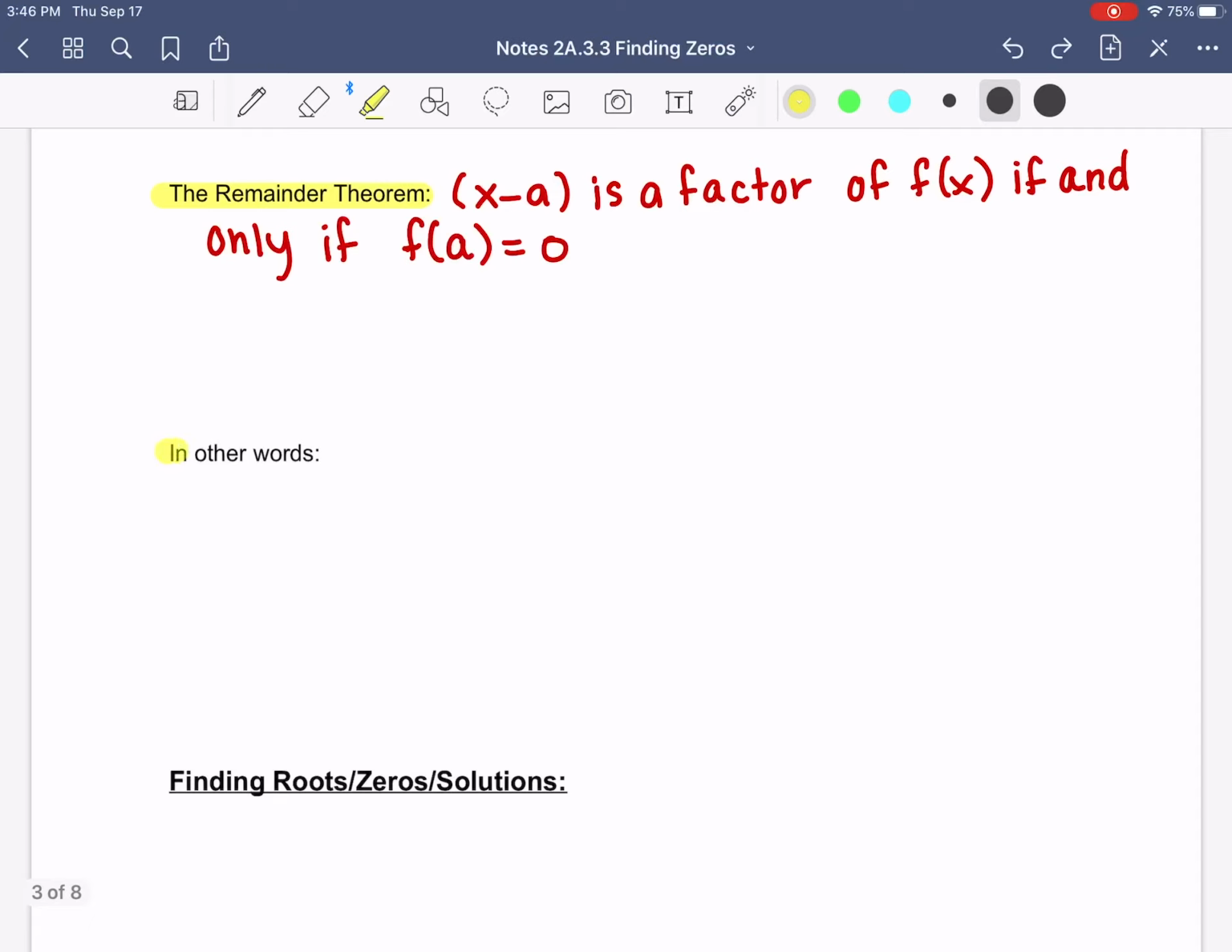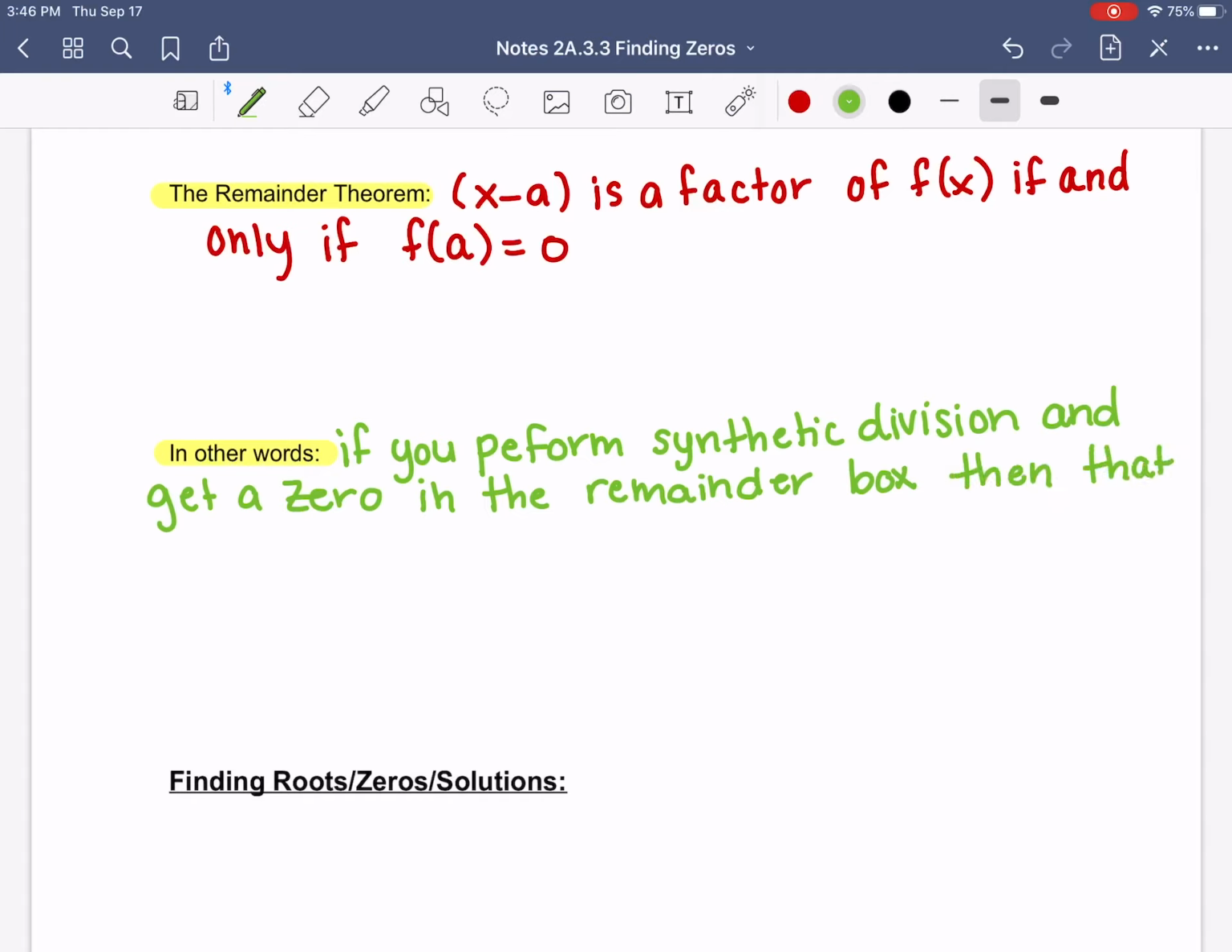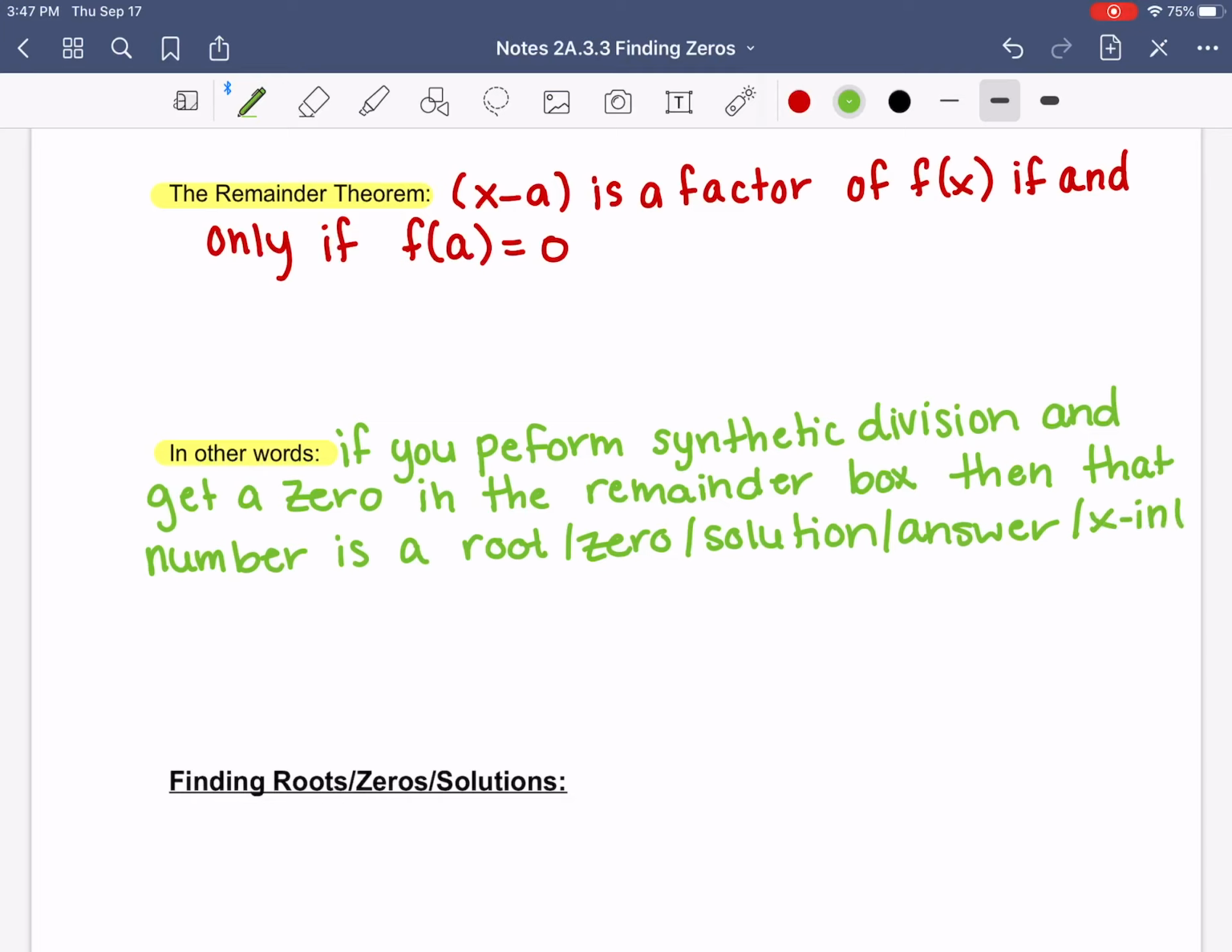Okay, so in other words, write it down: in other words, if you perform synthetic division and get a 0 in the remainder box, then that number is a root, 0, solution, answer, x-intercept, all those things mean the same thing, and x minus a divides in evenly.